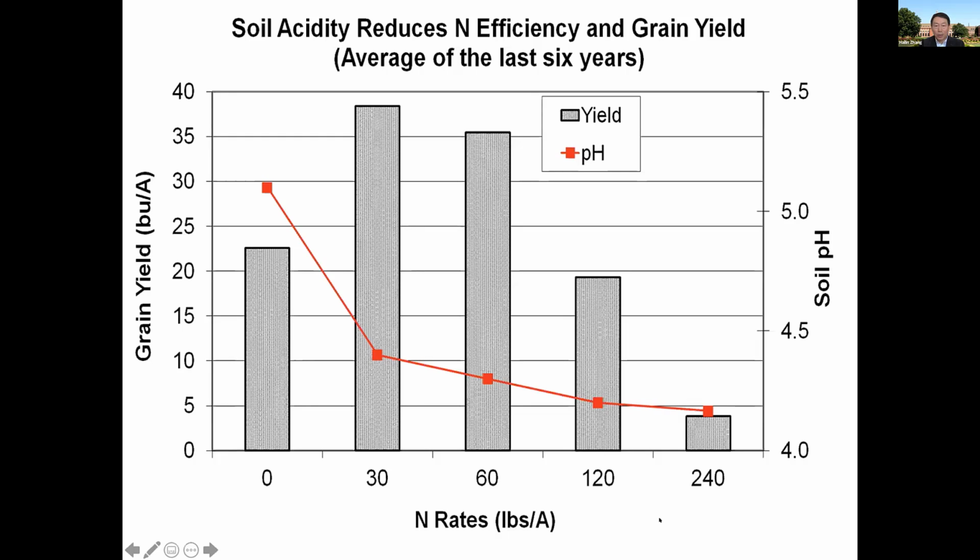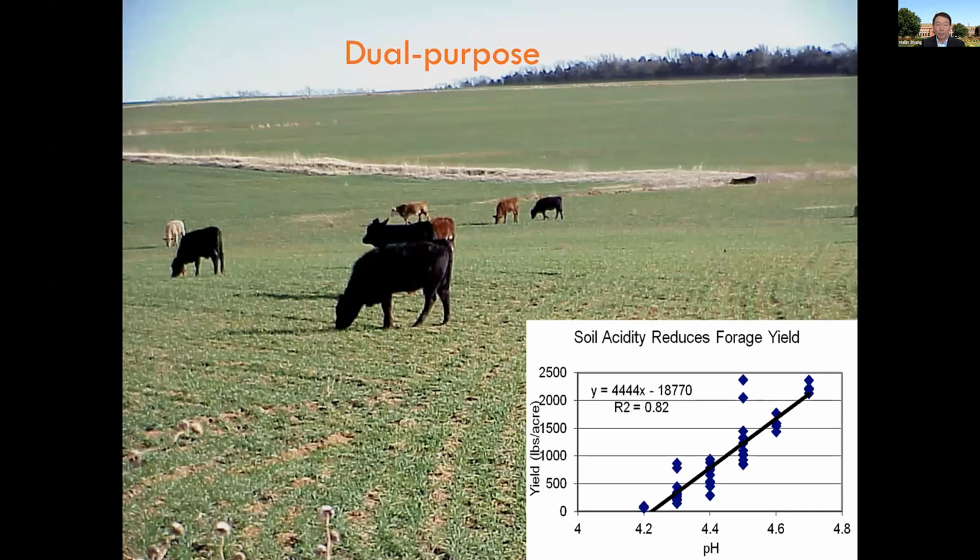That's a direct relationship. So when you have a low pH soil, the yields will be reduced and the nutrient use efficiency will be greatly reduced, okay? So that's something we have to keep in mind. When you have a low pH soil, make sure you correct that before you think about fertilization. Otherwise, you're not going to get a good use efficiency, okay?